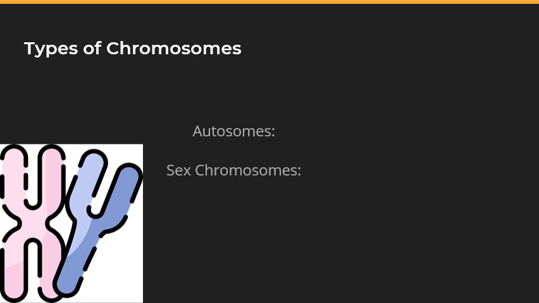Sex chromosomes, though, determine an individual's biological sex. In humans, there are two types, X and Y. Males have one X and one Y, while females have two X chromosomes.